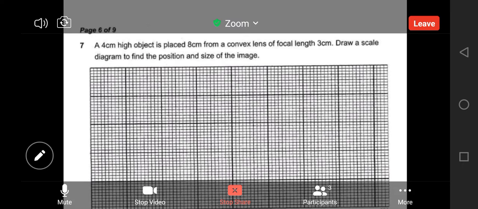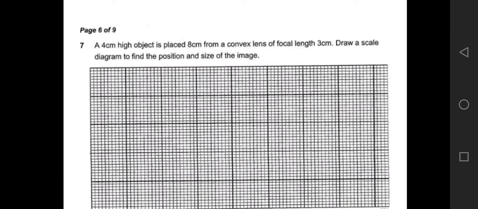Okay, so this is the question we are dealing with. A 4 centimeter high object is placed 8 centimeters from a convex lens of focal length 3 centimeter. Draw a scale diagram to find the position and size of the object.